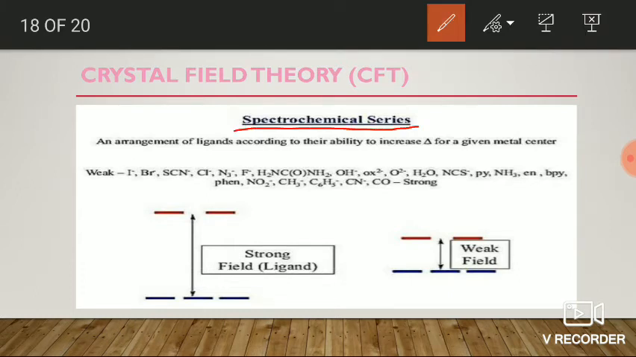The picture depicts the spectrochemical series, that is, the arrangement of various ligands in decreasing or increasing order according to their field strength, which is nothing but the spectrochemical series. If you arrange the different available ligands according to their field strength, the order is generally known as the spectrochemical series. Here is the spectrochemical series.